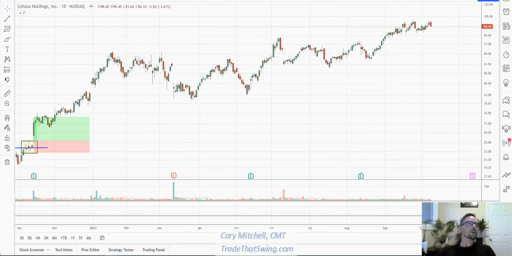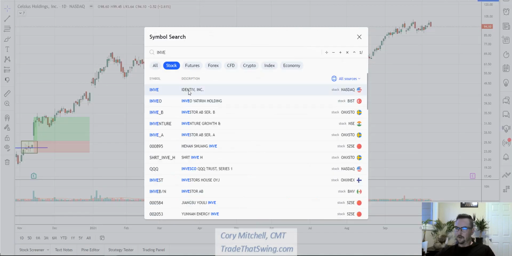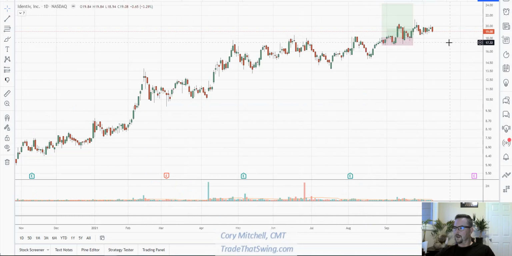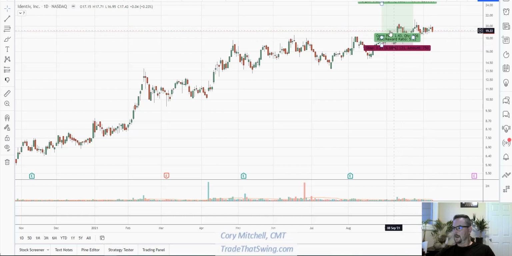Let's see my chart. And then what's another one? INVE. It's chopping around a little bit, but from that initial breakout, it's still holding up pretty well. Almost stopped out a couple times, but yeah, still holding up there. And a 3-to-1 reward to risk, got pretty close to that a couple times. Looking for a little bit more.